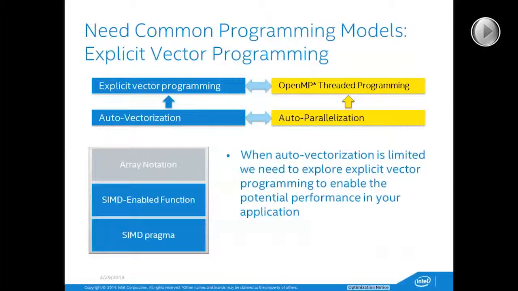Now we're going to look at three technologies, actually two in this talk. There are sort of three components to explicit vector programming. One is array notation. Now we talked about that. That's an Intel Cilk Plus feature. We talked about that two weeks ago. Today we're going to be focusing on SIMD-enabled functions and the SIMD pragmas. And these are particularly useful when auto-vectorization is limited because of the inherent serial nature of the language, and we need to explore other ways to conquer more algorithms and more loops to parallelize them.